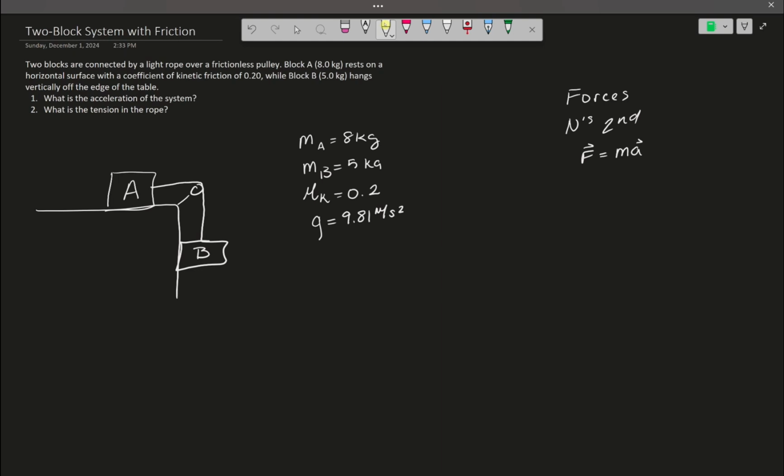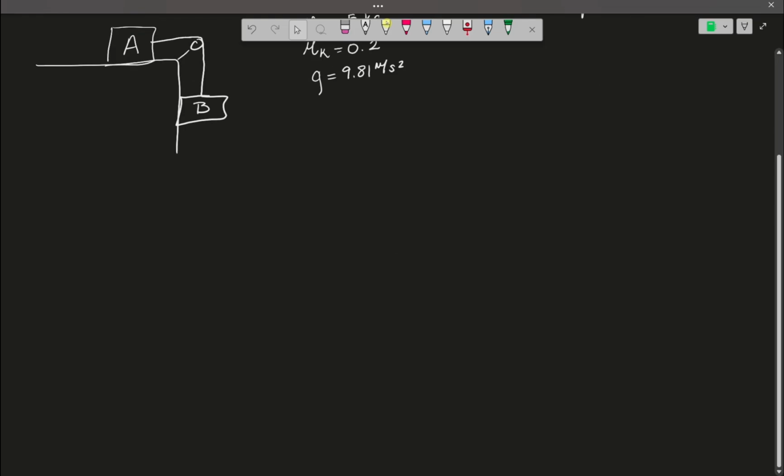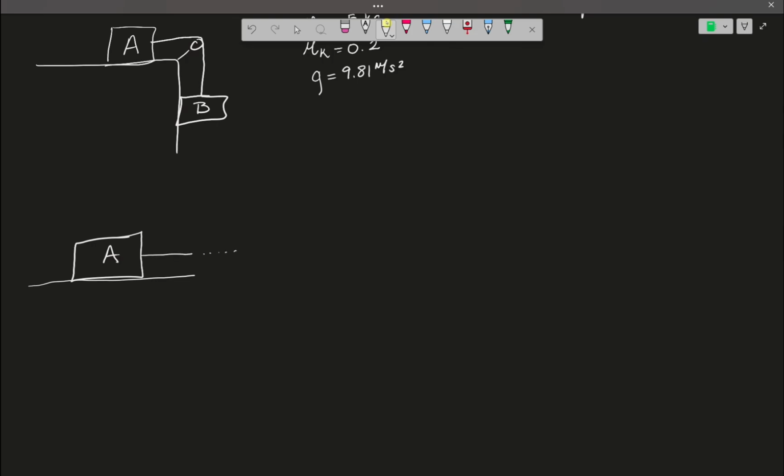Now before I figure out what it wants us to solve for, I'm actually going to break this picture down into two separate pictures. I want to draw the free body diagram, right? Draw the forces for block A, and then draw the forces for block B separately. So I'm going to start with block A. I have block A here, and it is sitting on a table. There's a rope attached to it, and for the purpose of this, I'm just imagining that my rope goes off to infinity. All I'm doing is looking at block A and the forces acting on it.